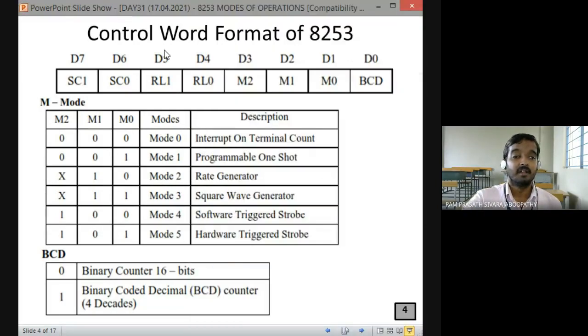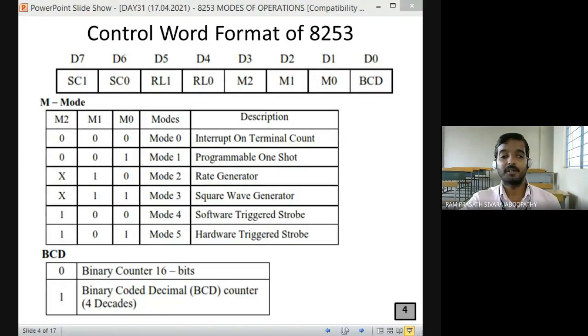See, the count value you find, the desired count value, if you want to load it directly, then you have to go with BCD format. If you are using a binary counter, at that point you have to convert the count value into hexadecimal, then load it. That is the only difference.